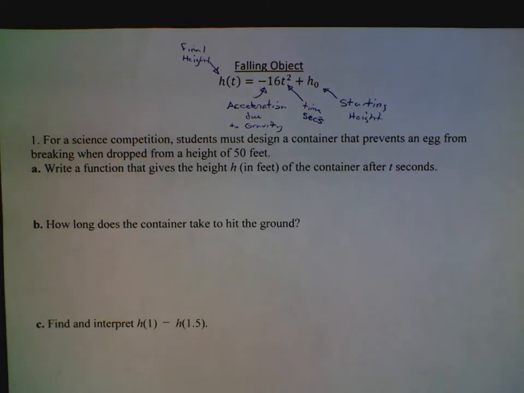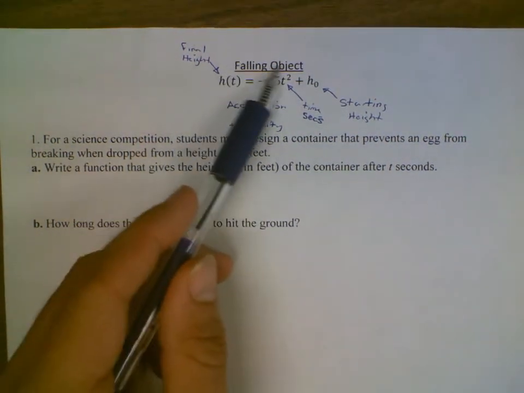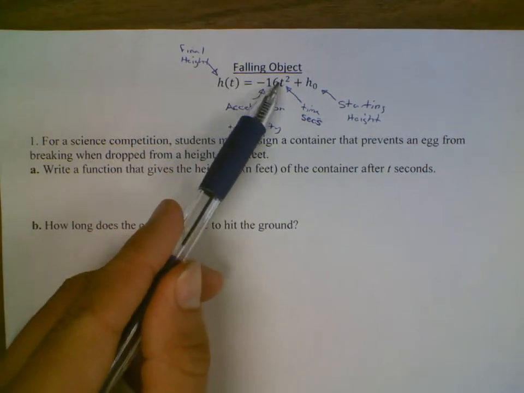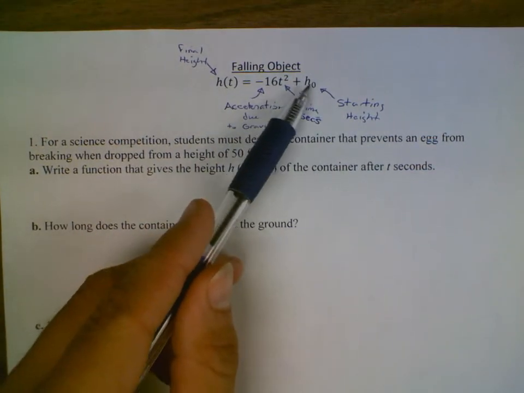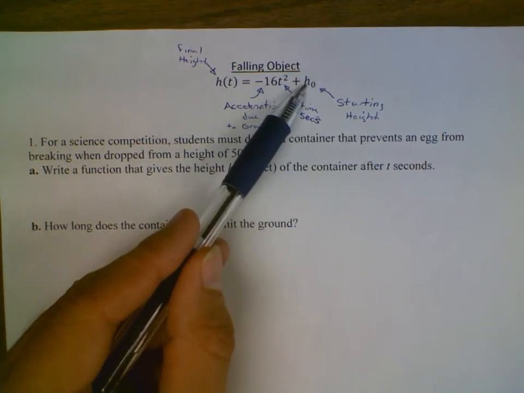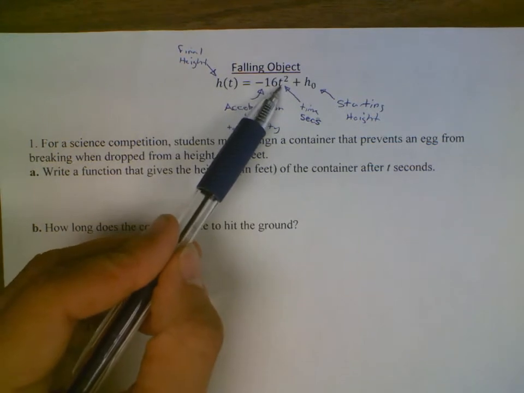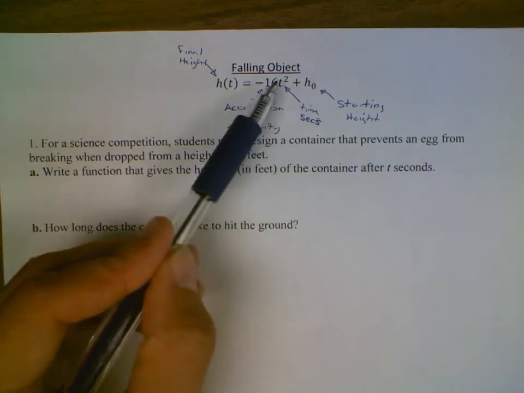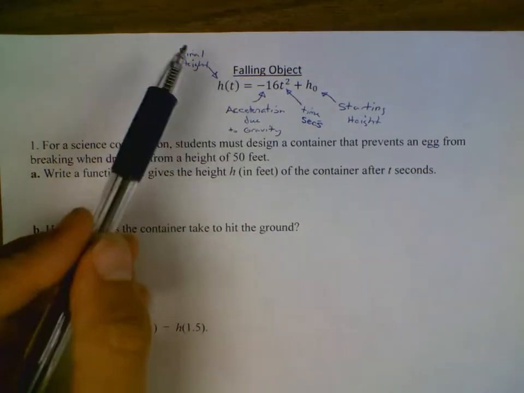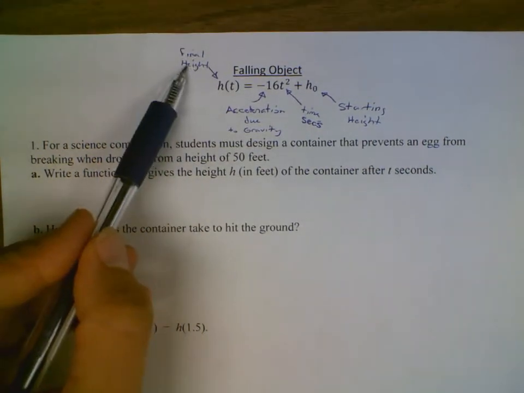In this video, we're going to look at modeling falling objects, which we use the equation h of t equals negative 16t squared plus h0. h0 is the starting height of the object that it's falling from. The t is the time in seconds. The negative 16 is the acceleration due to gravity. And then the h of t is just the final height of the object.